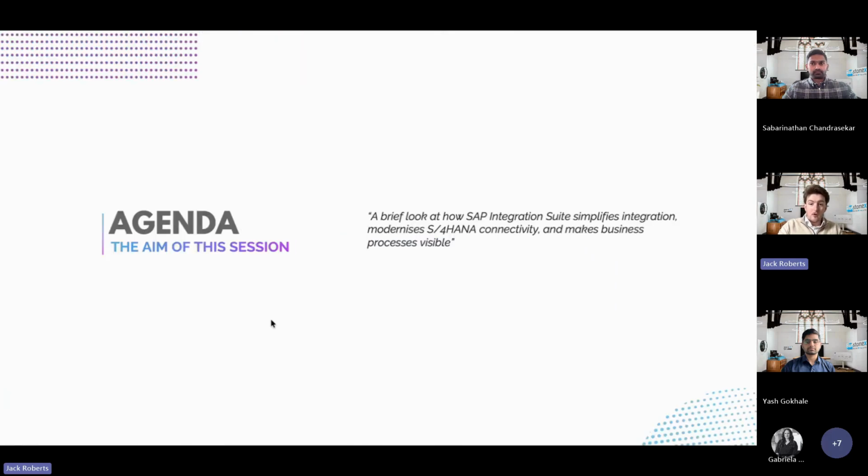But today our focus is on using Integration Suite to unlock the full potential of S/4HANA and how it interacts with other systems. So by the end of the session, we'll have had a brief look at how SAP Integration Suite simplifies integration, modernizes S/4HANA connectivity, and makes business processes visible. If you do have any questions throughout the session, please drop them in the chat as we go along, and we'll be sure to cover them during the Q&A at the end. With that in mind, I'll hand you over to the man who can tell you more about this, Sab. He'll be able to take you through everything in detail, so I'll throw it over to you, Sab.